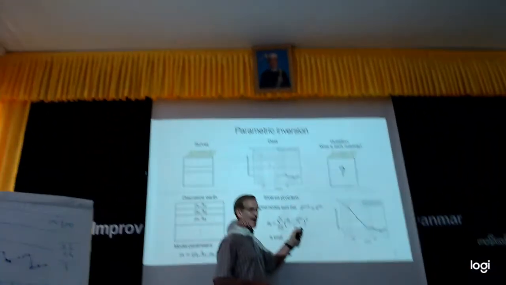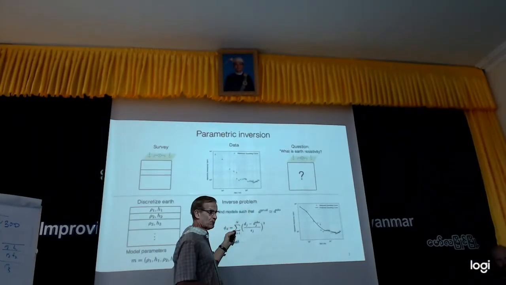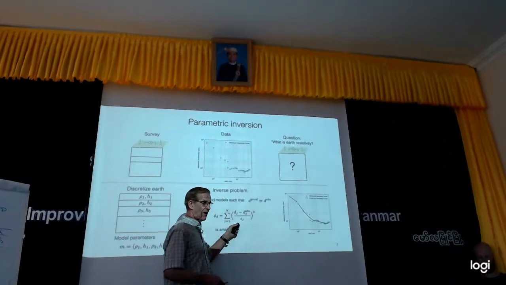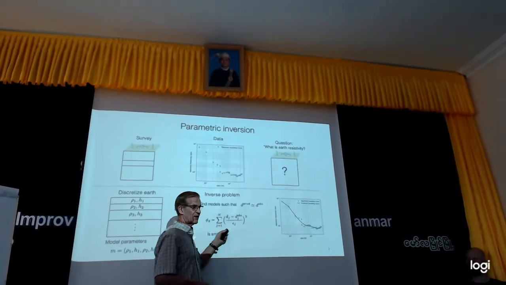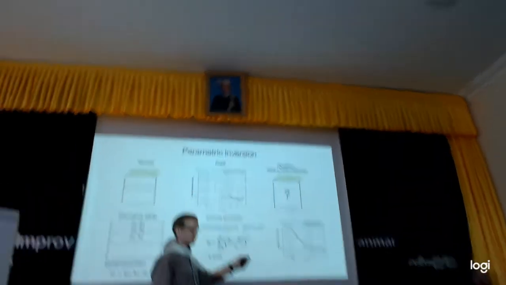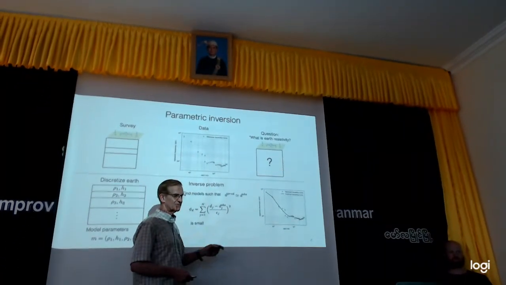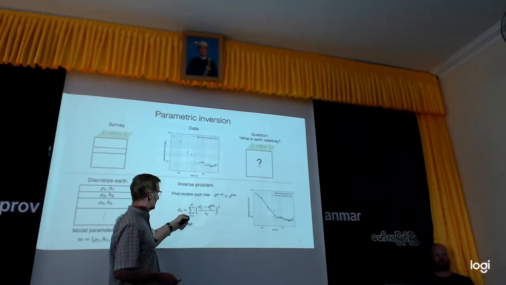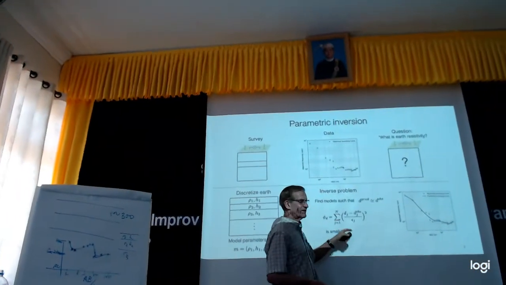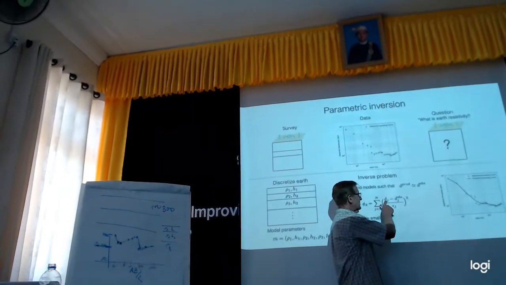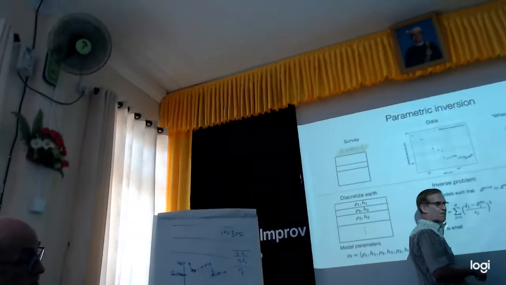Actually, let me ask the question. Are people familiar with a least squares misfit criteria? Is this formula statistics? Do they know statistics? They do least squares. How many people know least squares?